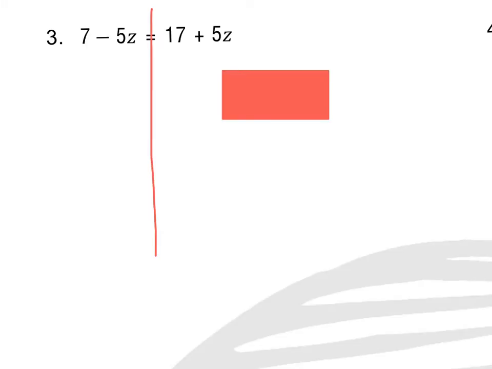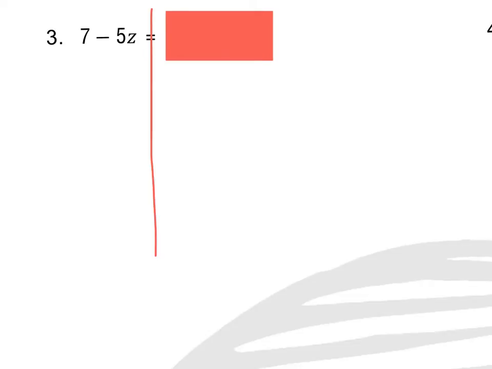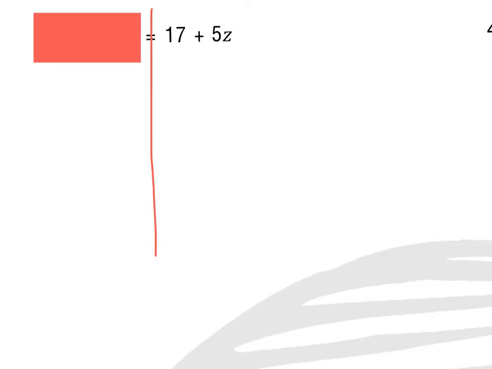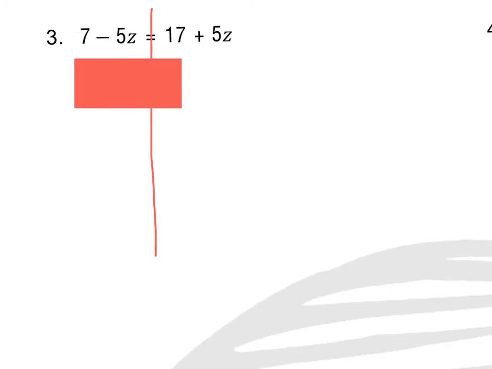So my second step is to simplify my equation. So if I cover up my right side just to kind of help us out, let me look at the left side. Well, the left side says 7 minus 5z. I can't combine anything together, so that doesn't help me. So I'm going to look at the right side. I have 17 plus 5z. Again, I can't combine anything together, so this is as simple as it will go. Which means I can move on to my third step, which is to label my sides.